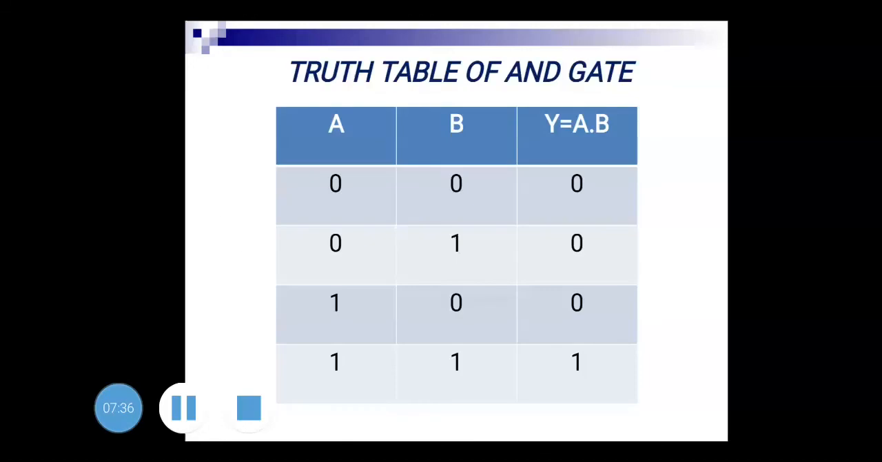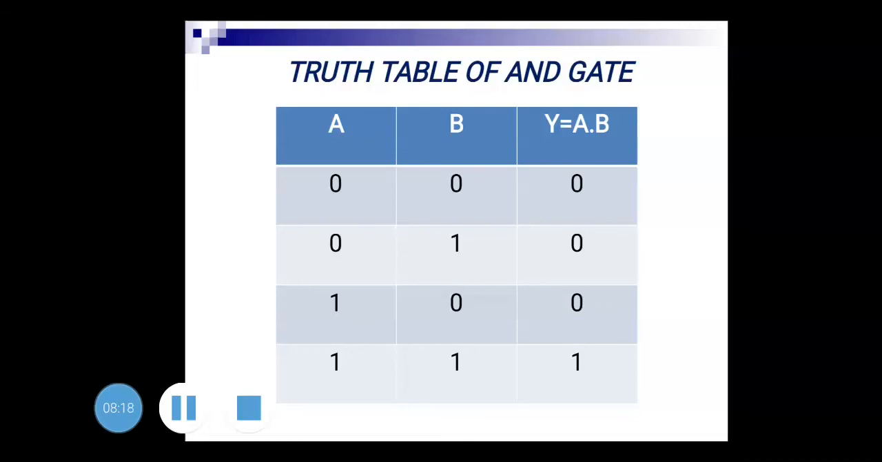The truth table of the AND gate is as shown here. The first column is of input A, the second column is of input B, and the third column is of output Y. So Y is equal to A dot B. A dot means AND gate. So if both the inputs A and B are 0, the output is 0. If you give input A as 0 and B as 1, the AND gate will give output 0. If the first input is 1 and the second input is 0, the AND gate still gives the output 0. And if both the inputs are 1, the output is 1.